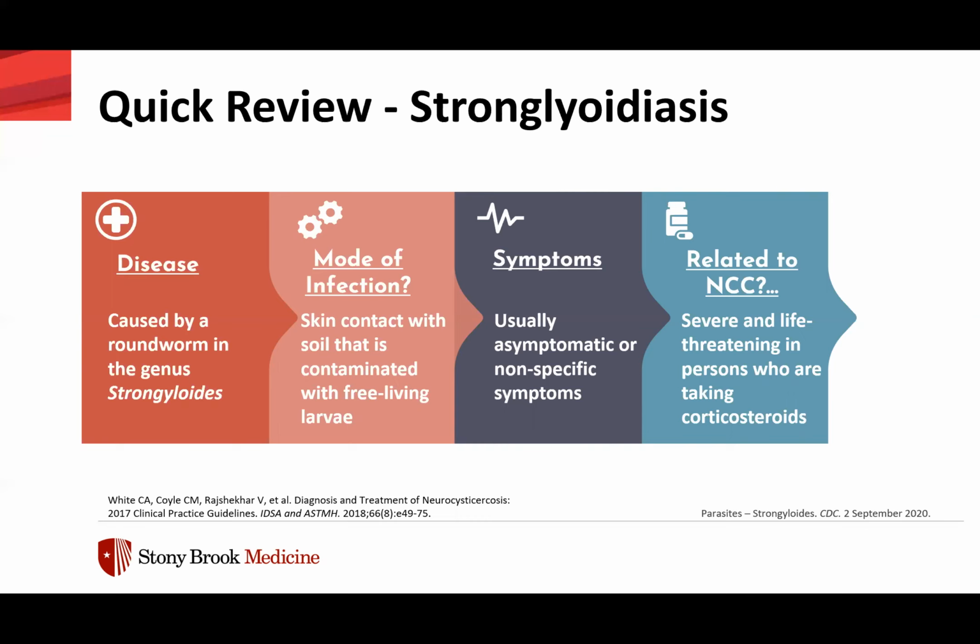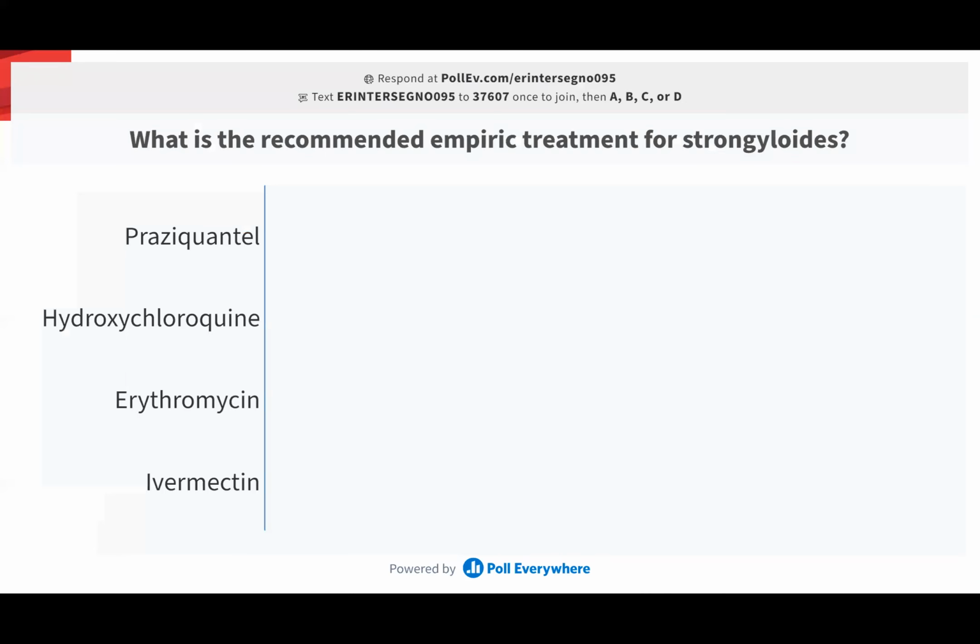And the IDSA says we can actually just start empiric therapy for strongyloides while we're waiting for the results to come back. So if we had providers who wanted to just start empiric therapy for strongyloides, which is a very reasonable recommendation supported by the guidelines, what medication, if you know, would be used for this? Is it praziquantel, hydroxychloroquine, erythromycin, or ivermectin?